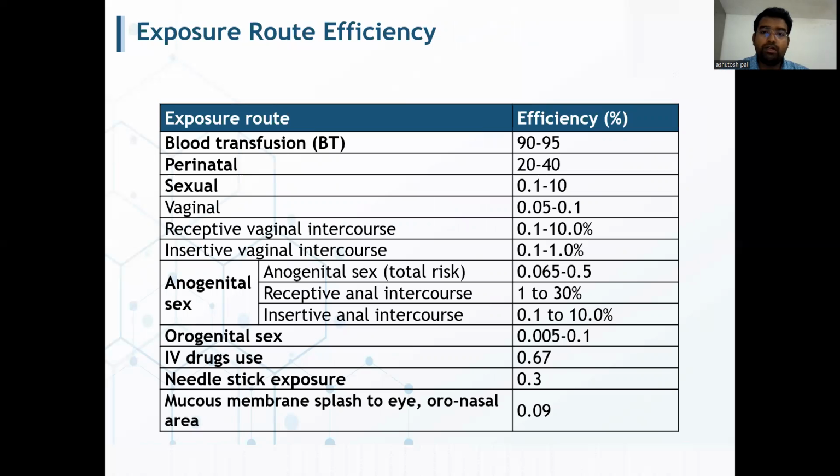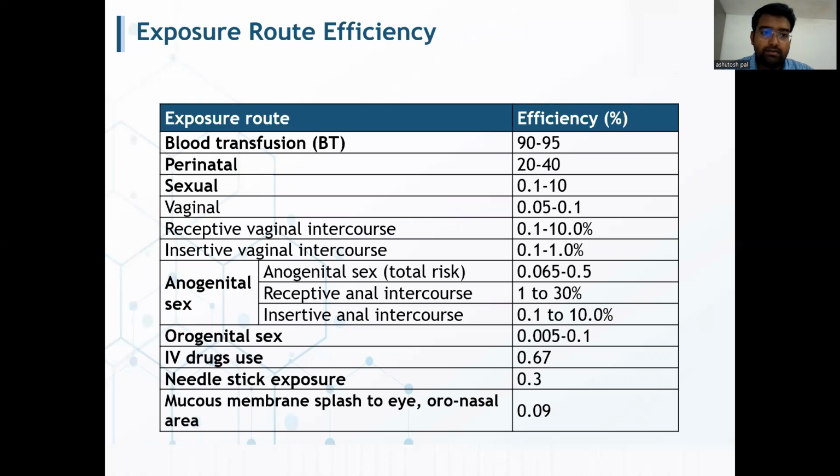Now, the exposure route and the efficacy. Blood transfusion has the highest efficiency of transmission, 90 to 95%. But if we see the sexual route, vaginal intercourse has 0.05 to 1%, and the others are enlisted in the table.